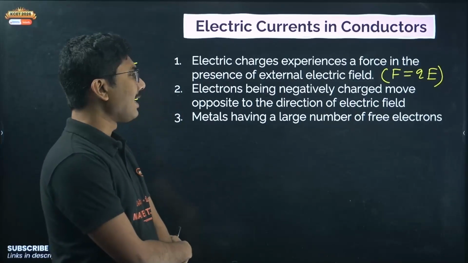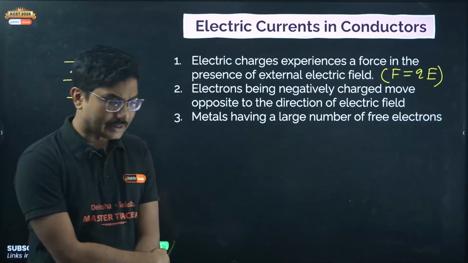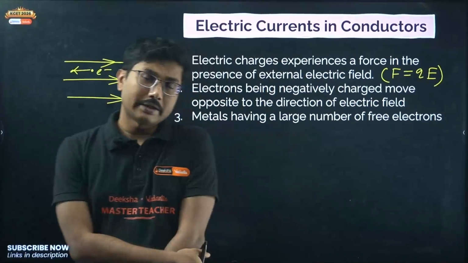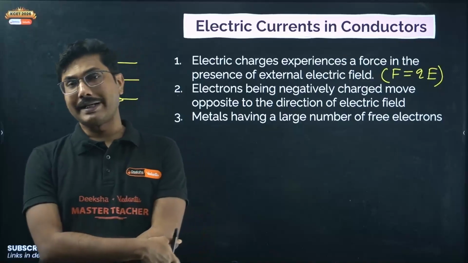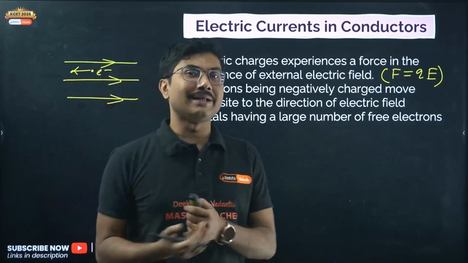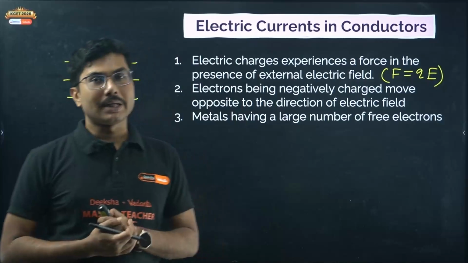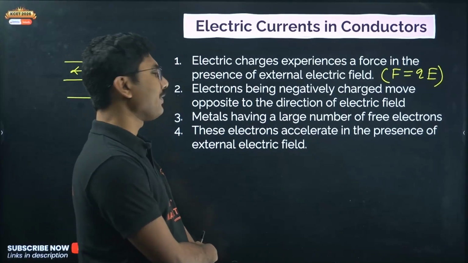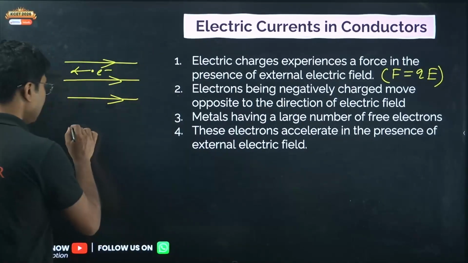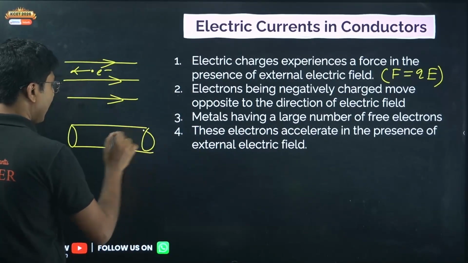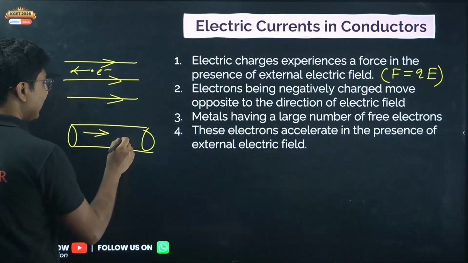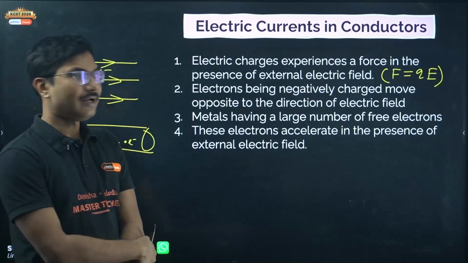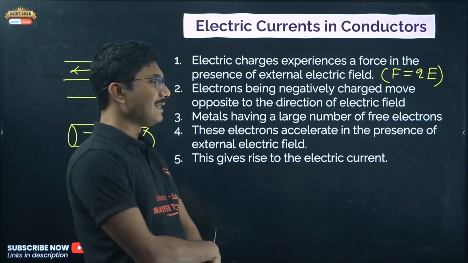Now metals have a large number of free electrons. Why so? Because electrons are basically in the conduction band for metals, and they are allowed to move freely within the metal. They are not allowed to leave the metal, but they can move freely within it. These electrons accelerate in the presence of an external electric field. So suppose you have a conductor, and if you apply an electric field in the conductor, then the electrons start to accelerate in the presence of this external electric field. This gives rise to the electric current.